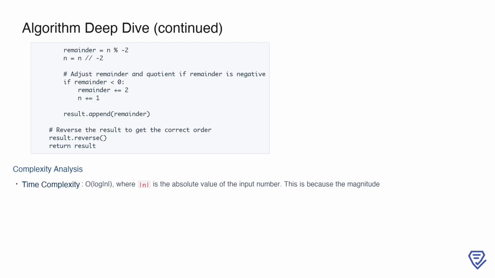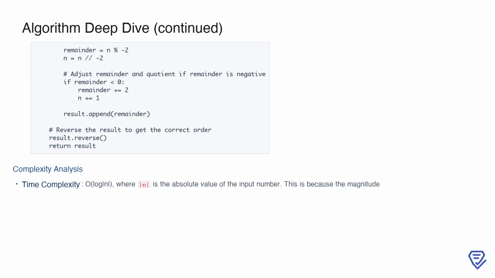Now, let's look at the pseudocode implementation. The function begins with a check for the edge case where n is 0. In this case, it simply returns 0. For other numbers, we initialize an empty list called result. The core of the algorithm is a while loop that runs as long as n is not 0.